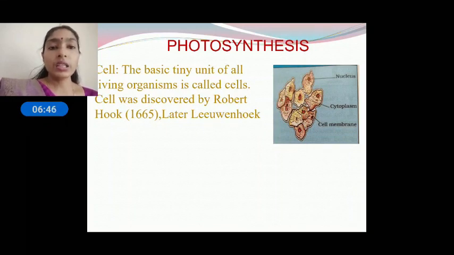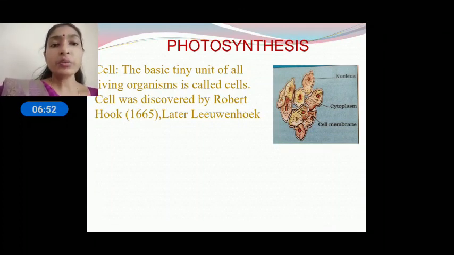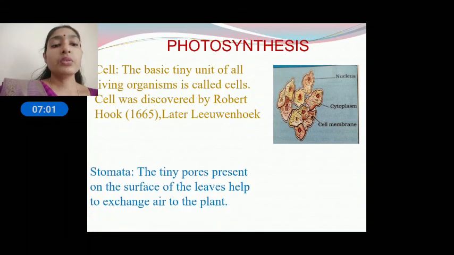Chloroplast is nothing but the pigment present inside the cell. Okay, now we already know that for photosynthesis we need carbon dioxide. So how will plants get the carbon dioxide inside the cell? That will go through the stomata. Stomata are the tiny pores present on the surface of the leaf, which help to exchange the air.